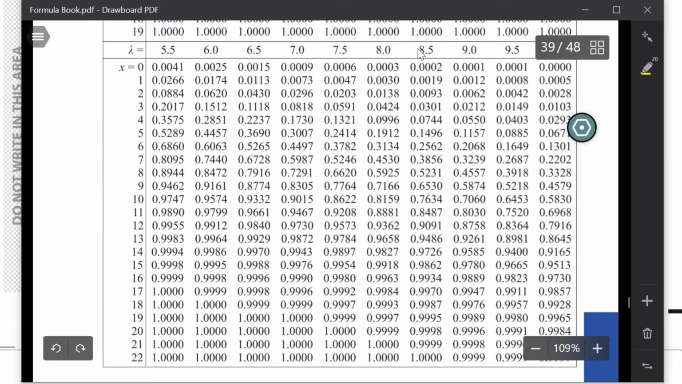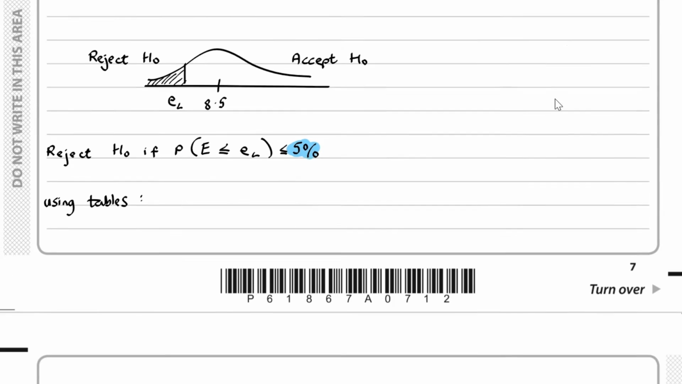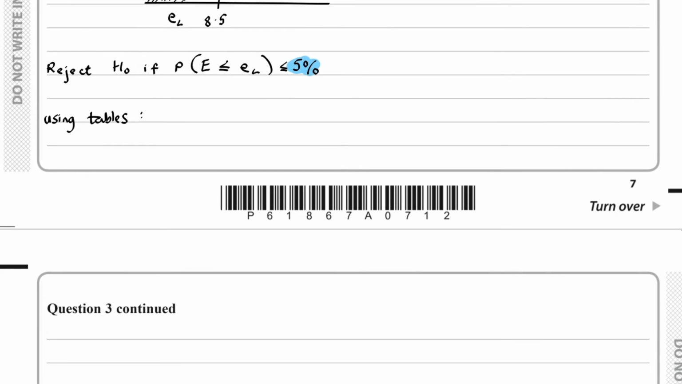So we have 8.5, and if you look down here, it's either going to be in between this value or this value, and this value is clearly less than 5%, so that corresponds to x equaling 3. So what we can see then is E_L, that's equal to 3.